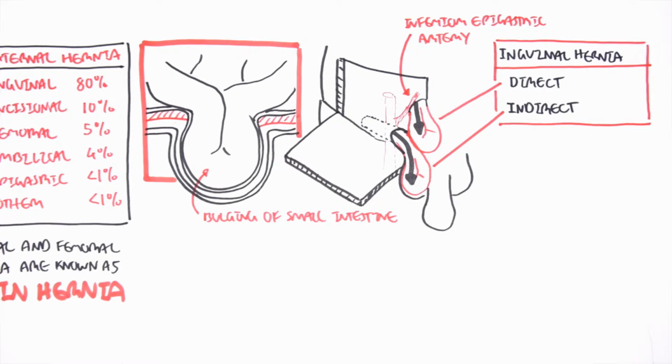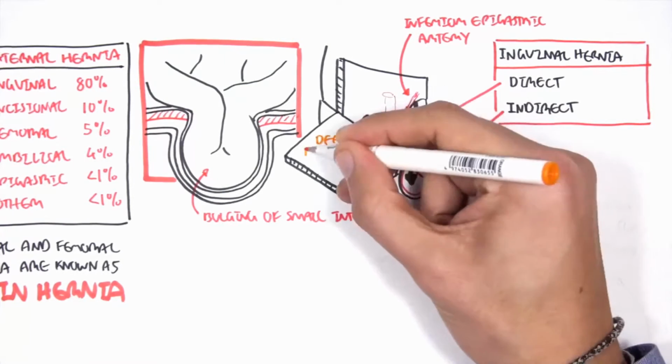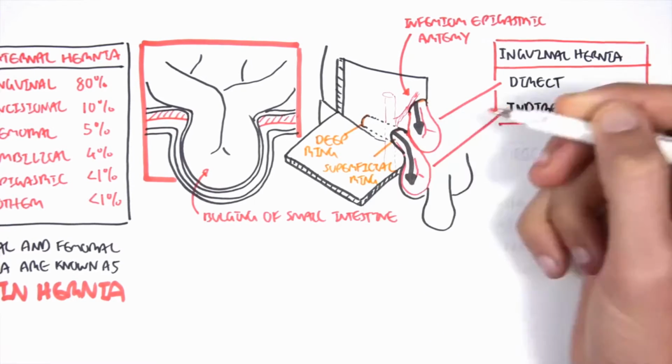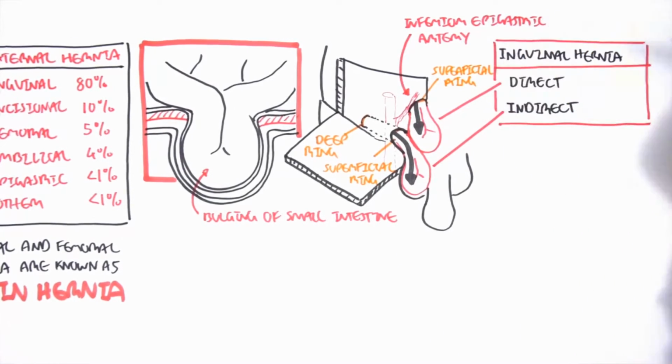Now, talking about indirect hernia, it follows the spermatic cord pathway, because an indirect hernia actually originates from the deep inguinal ring. It goes through the deep inguinal ring and the superficial inguinal ring. And so this is obviously the same pathway, the spermatic cord, and so the intestine will follow this pathway, the spermatic cord pathway, and into the scrotum.